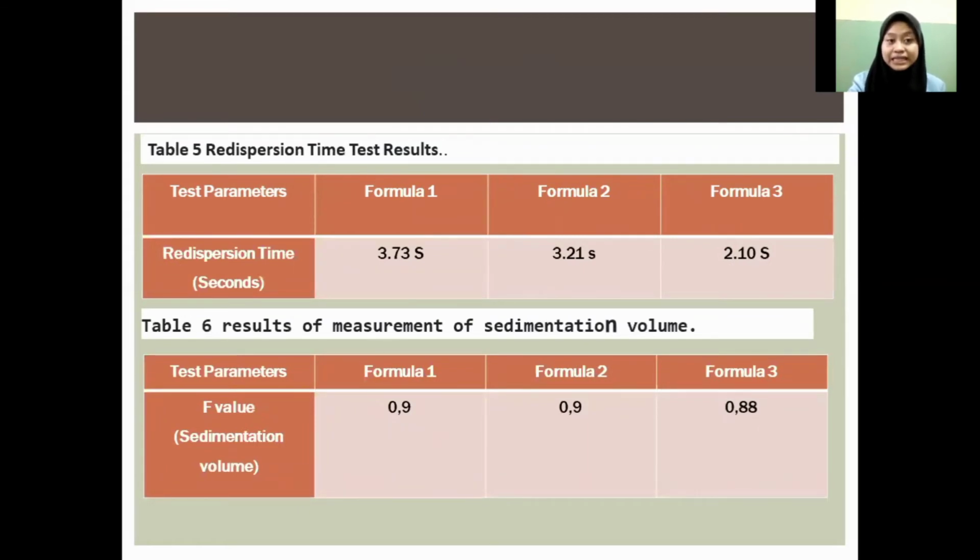The redispersion time test. The redispersion test was carried out to determine the ability of the suspension to be homogeneously redispersed by light shaking. Redispersion is influenced by the viscosity of the preparation, where the higher the viscosity, the lower the resulting redispersibility. The redispersion is also affected by the particle form in a suspension. Sedimentation volume test. The sedimentation test was carried out to determine the sedimentation ratio that occurs during suspension storage for a certain time. Organoleptic test.